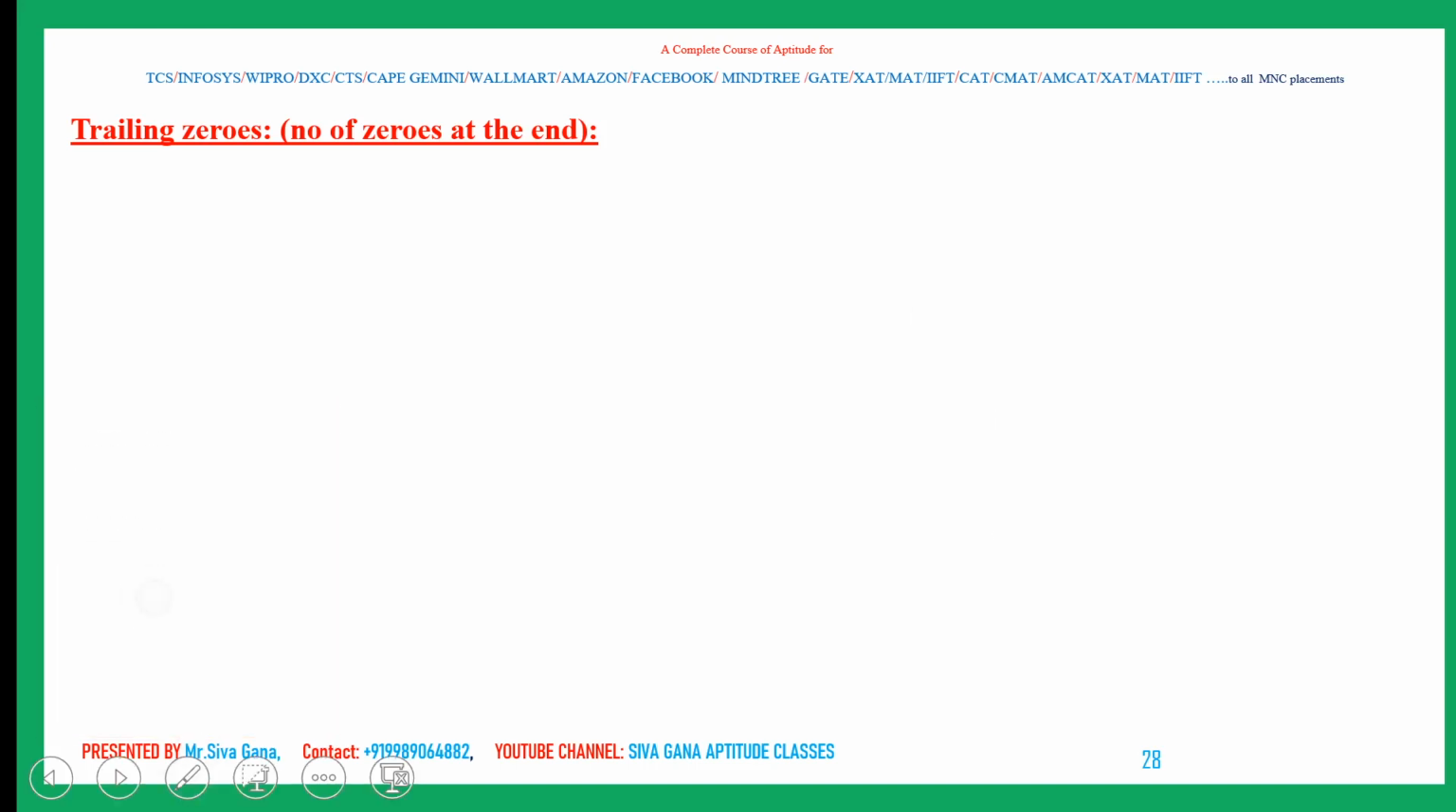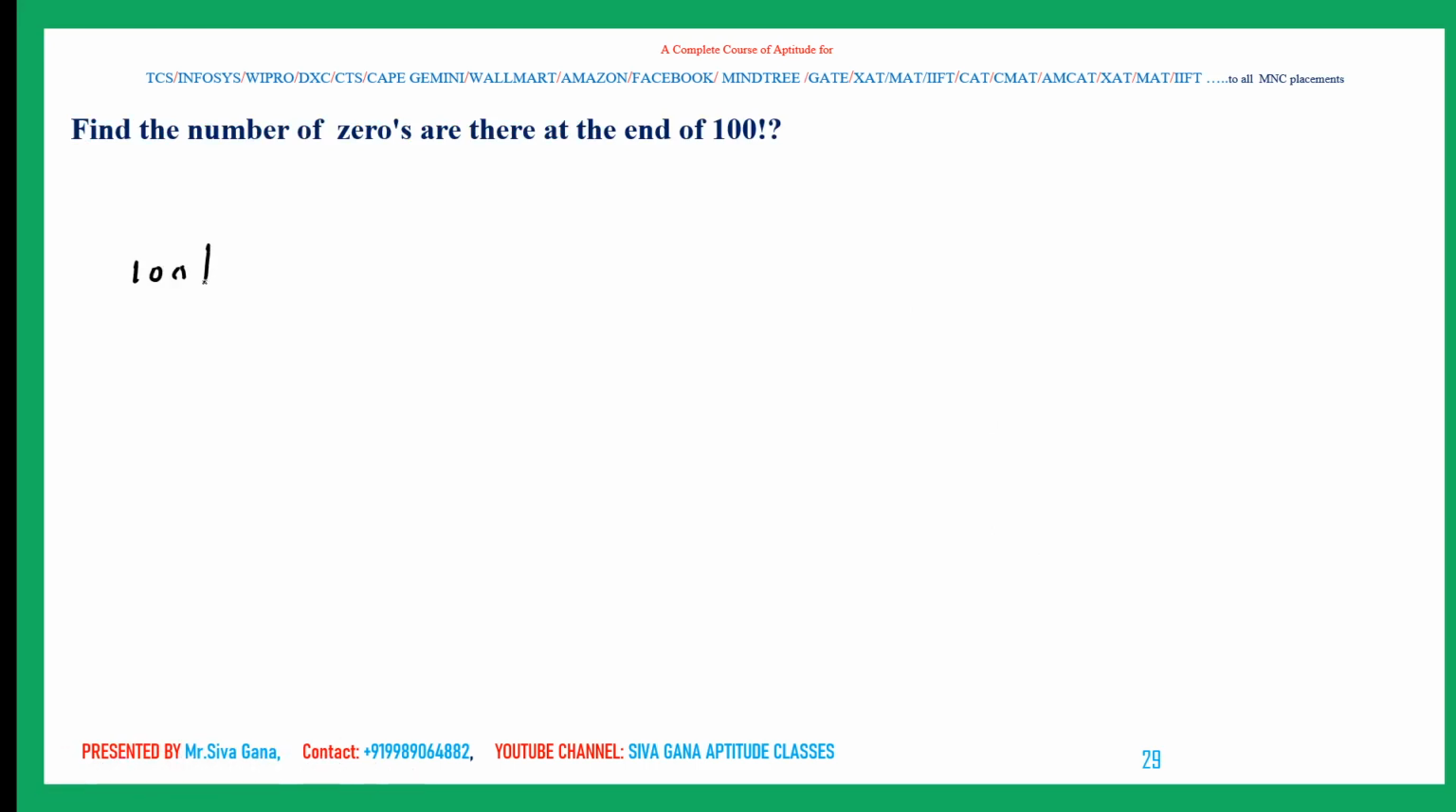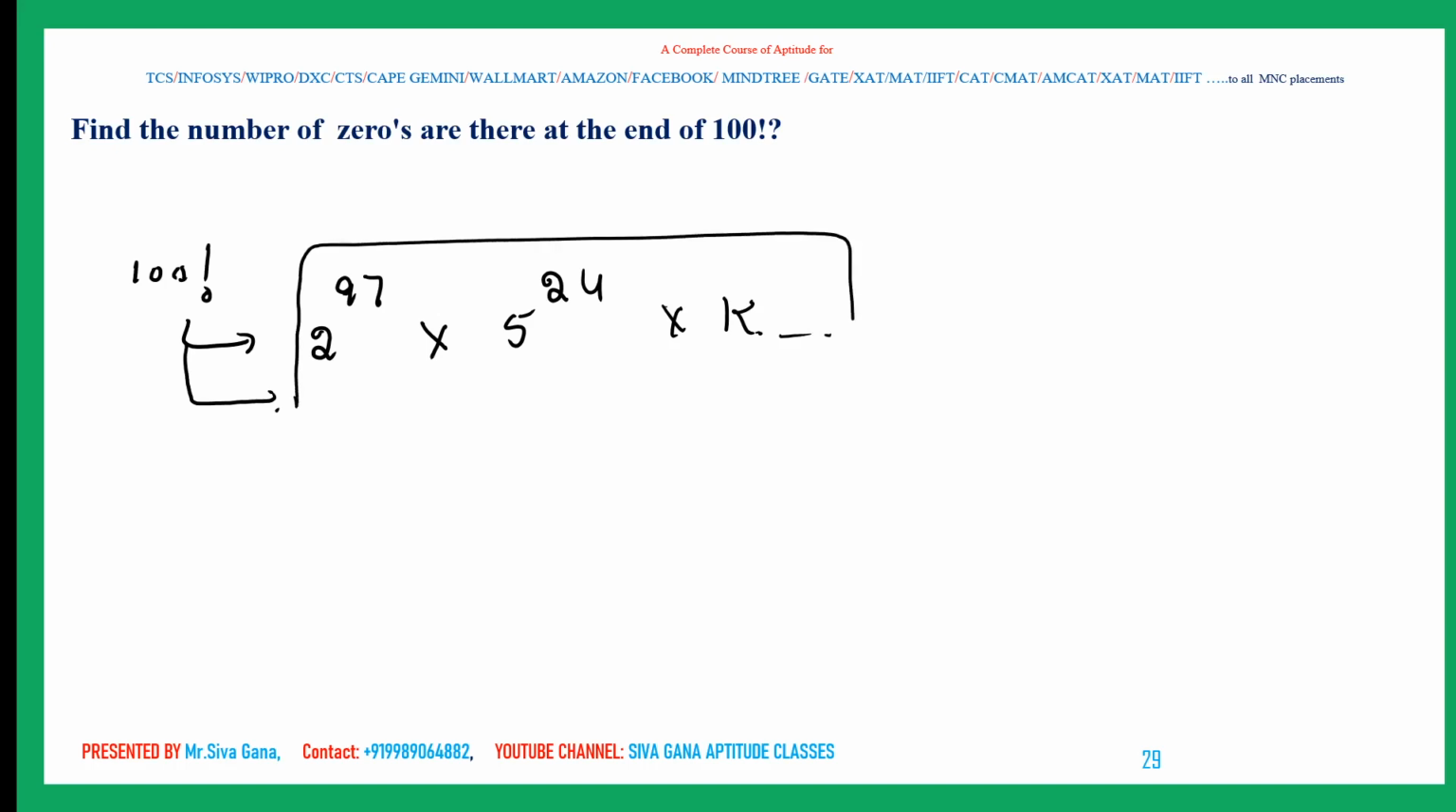Now, we will see few questions on this. Find the number of zeros at the end of 100 factorial. Maximum power of 2 in 100 factorial is 97, into maximum power of 5 in 100 factorial is nothing but 24. We have seen in session 1, into some constant is also there. So this is 100 factorial value. Now, 2s are 97 available. 5s are only 24.